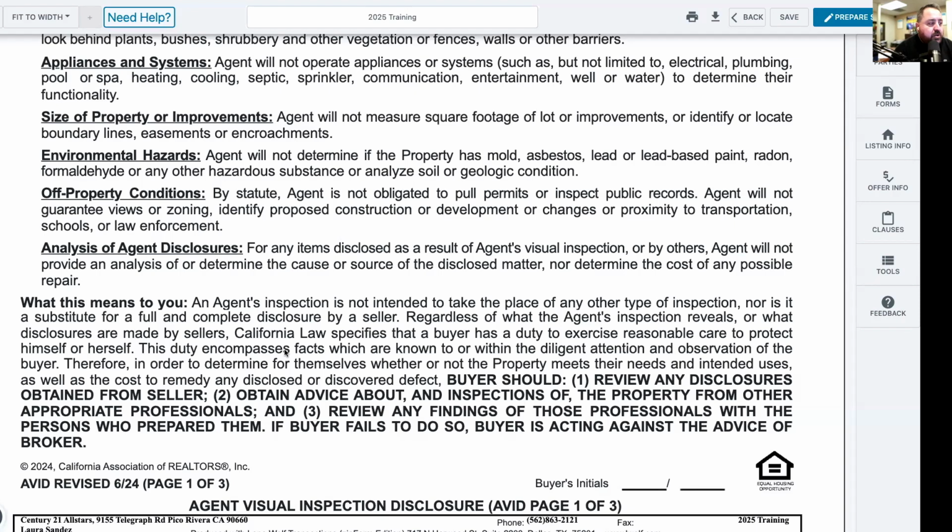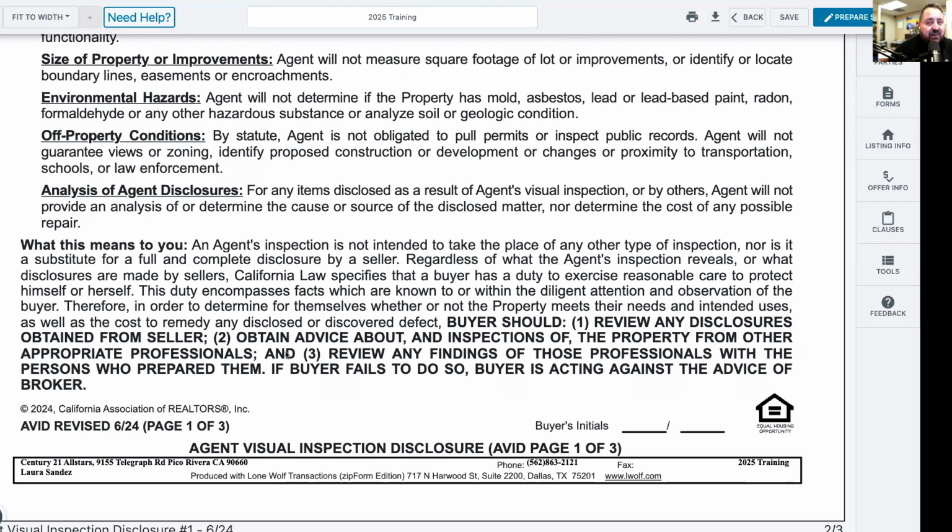Therefore, in order to determine for themselves whether or not the property meets their needs and intended uses, as well as the cost to remedy any disclosed or discovered defect, buyers should review any disclosures obtained by the seller, obtain advice about and inspections of the property from other appropriate professionals, and review any findings of those professionals with the persons who prepared them. If buyer fails to do so, buyer is acting against the advice of brokers.